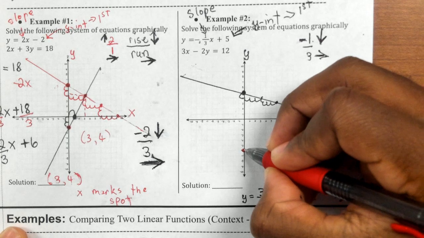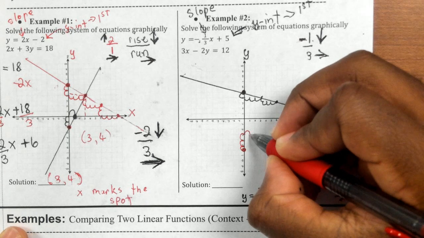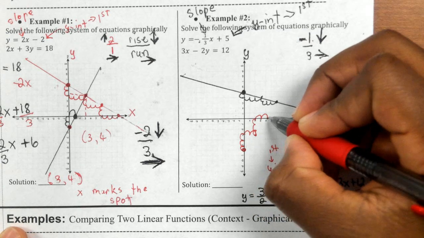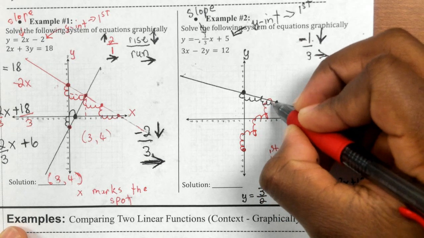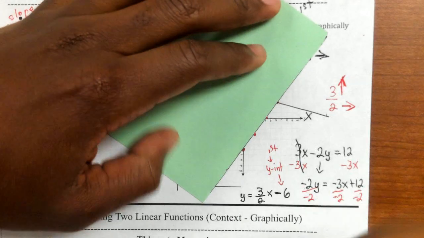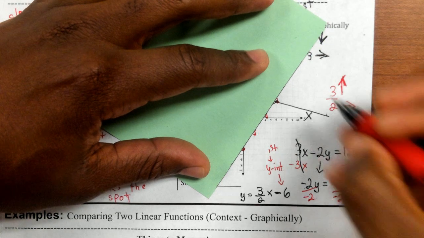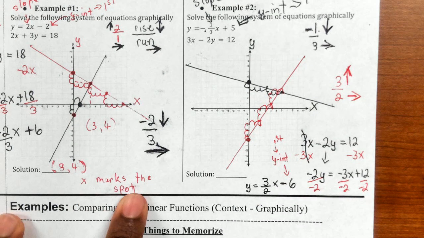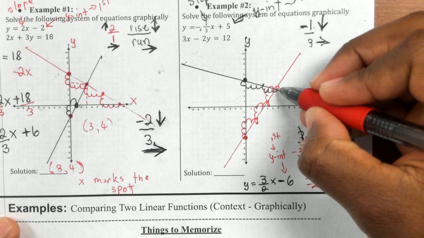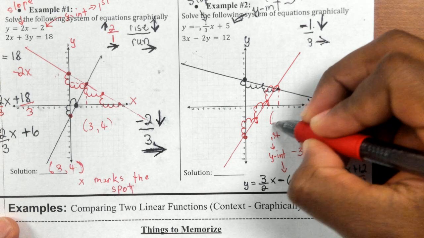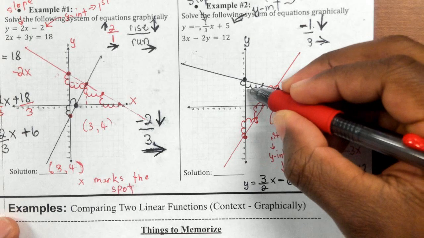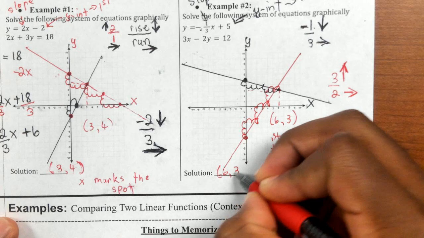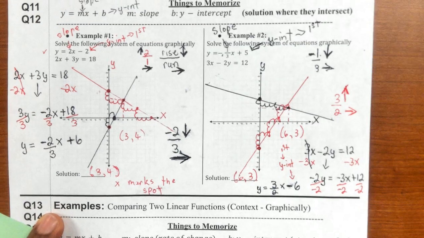All right? So up 3 times, right 2 times, and we keep repeating that. All right? And we can already see what that intersection point is going to be. So after I draw my line, I look for what? X marks the spot, okay? So it seems like they intersected when X was 6 and when Y was 3. So the answer or the solution would be 6, 3. So again, guys, just like that.